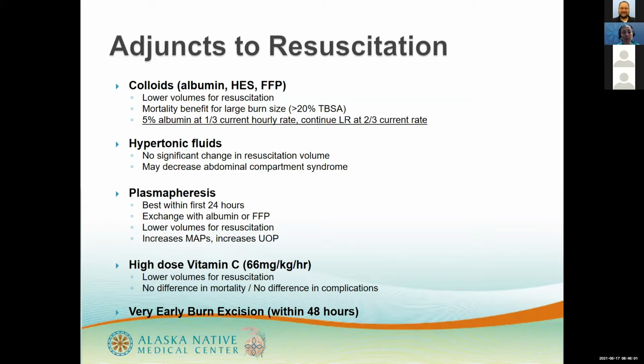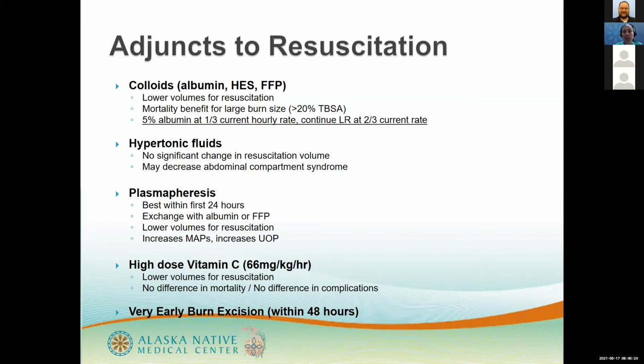Plasmapheresis or plasma exchange is best within the first 24 hours. You can exchange with either albumin or FFP. We have done this once at ANMC. It's used a lot at Harborview, and it does lead to lower volumes needed for resuscitation. It increases patients' blood pressure and urine output, and can be used.